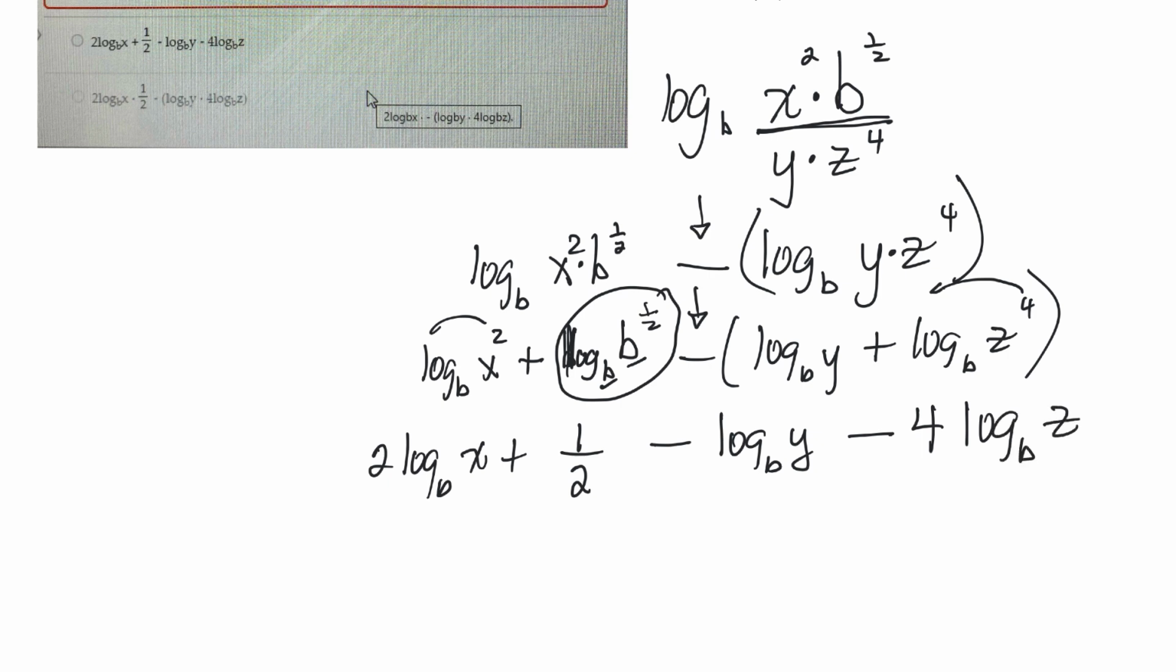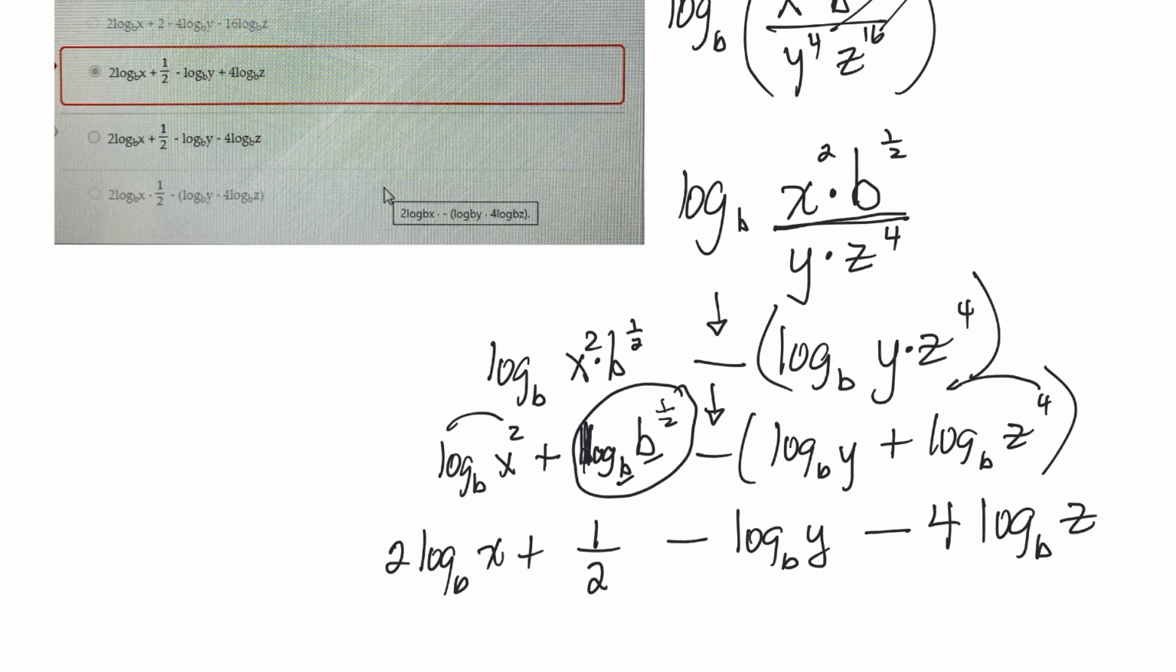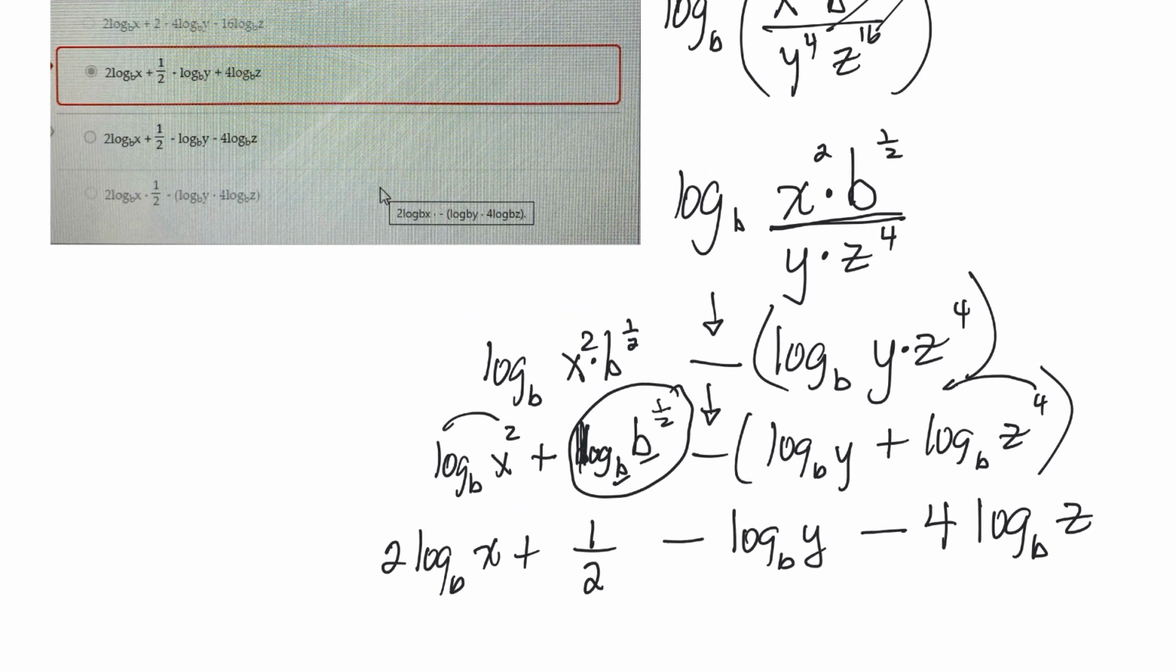Okay, now I think I'm done. Let's look to see if they have one like that. 2 log base b of x, oh, they all have that, plus 1/2, so it's not plus 2, plus a half. That was looking good. Oh, this one is times half, so it can't be that one. Okay, minus log base b of y, yeah. And then minus 4, so it has to be this one. Looks like you had picked this one, but a dirty, rotten, filthy, stinking negative. Good. Hopefully that helps you.